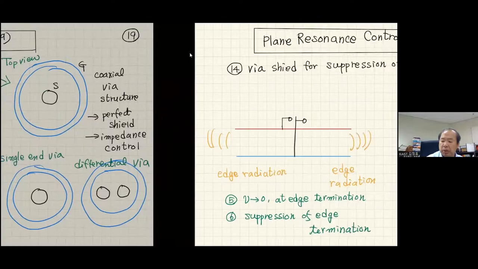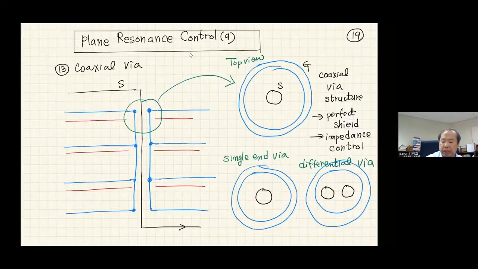There might be some other things. Also, we can design the coaxial via to shield, to make a complete shield.